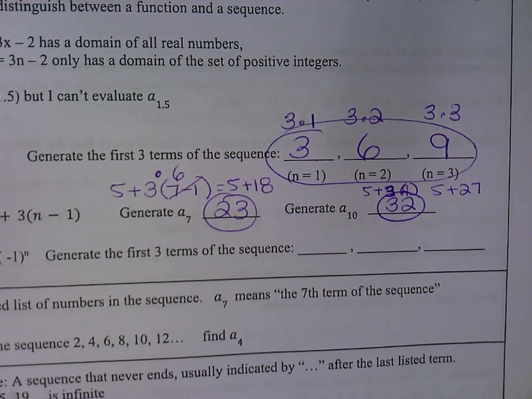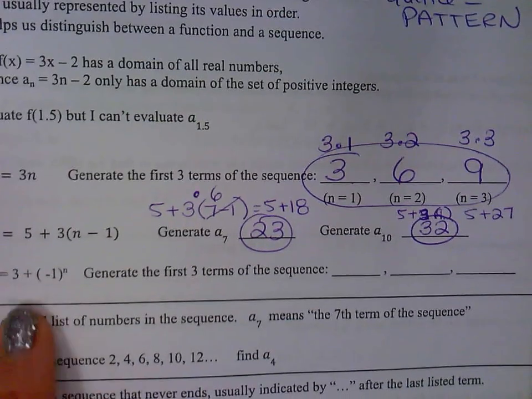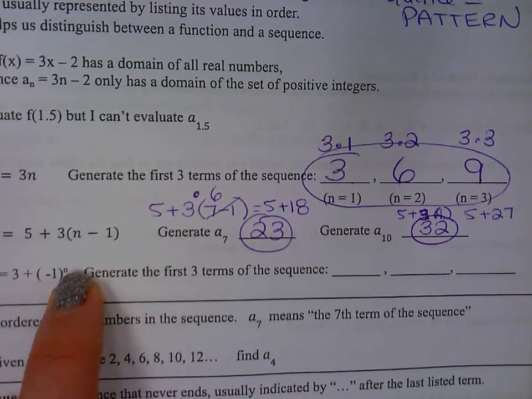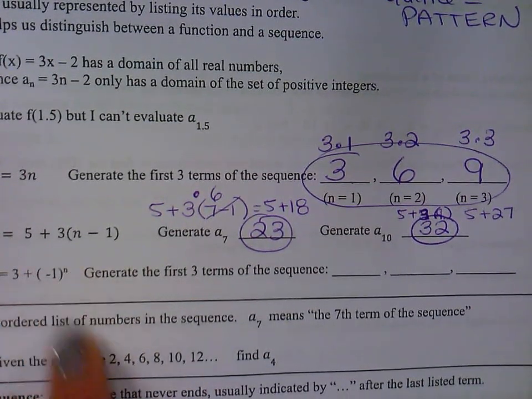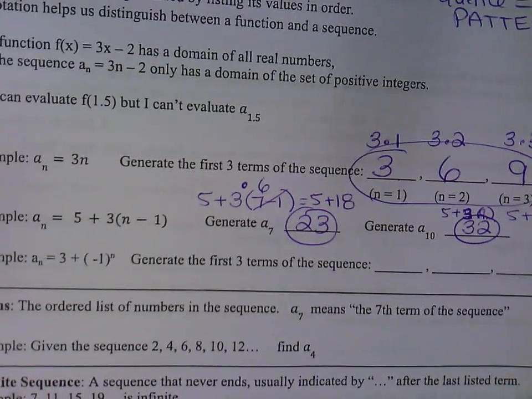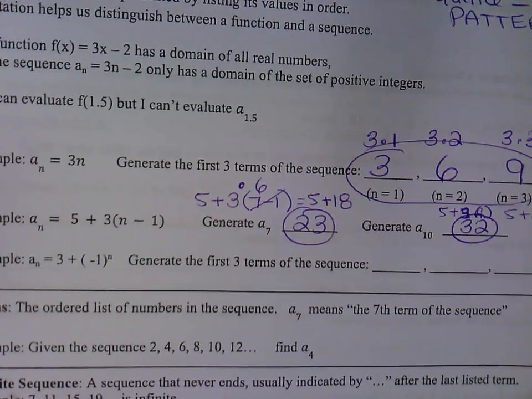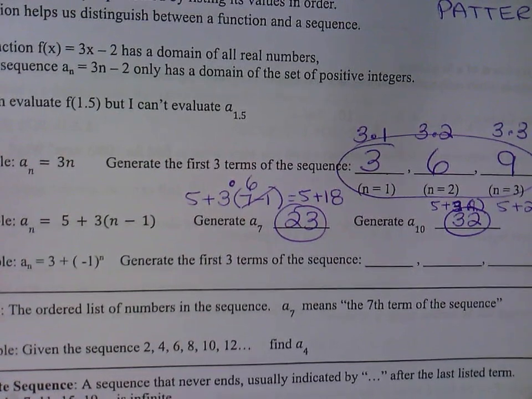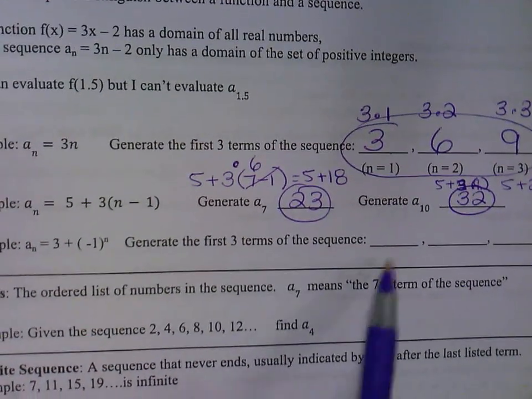All right, and then here's another one. This time I've got -1 to the nth power. That's going to make me go kind of negative positive or positive negative, because when you square -1, it's positive, but when you cube -1, it's negative. So let's see, they want you to find the first 3 terms.